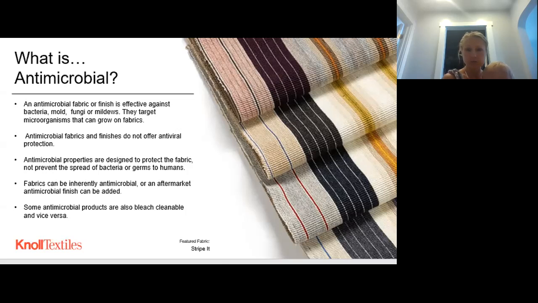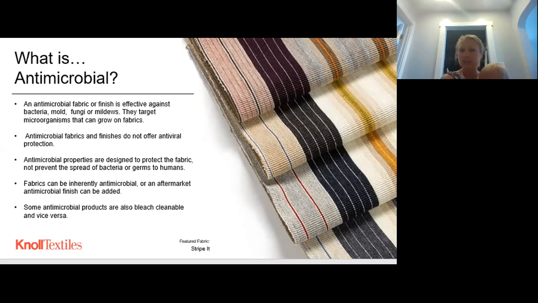An antimicrobial finish may or may not be what your client or end user is really looking for, and it is important to understand your client's goals first. While there is a growing movement away from fabrics containing antimicrobial finishes due to the environmental and human impacts of chemicals, there are situations where antimicrobials are beneficial for optimum fabric performance.